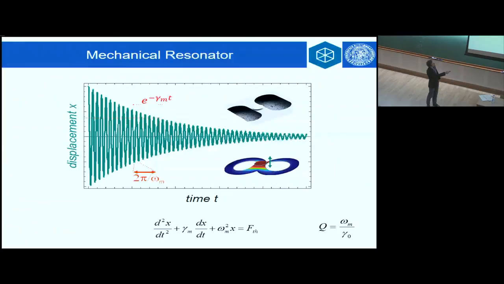And now I use this to define a few of the numbers that I'm going to come up with all of the time. So there's a decay rate, gamma m. And there's a period of 2 pi over omega m. This is the whole dynamics of the system. And when one talks of the mechanical quality, then this is the mechanical frequency over the damping of the system. Yes?